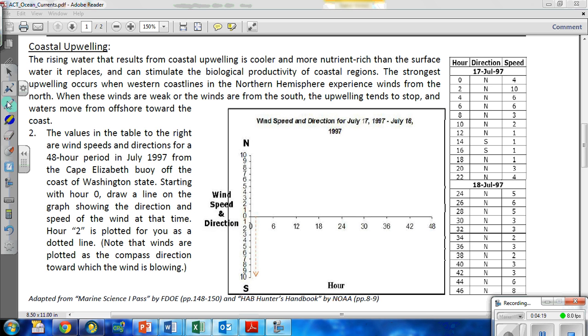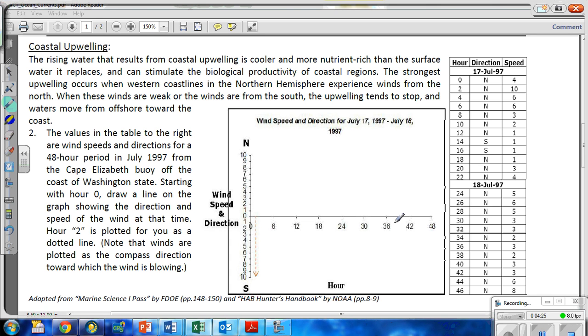All right, let's go ahead and make our graph here. I'm going to demonstrate real quick how it's done, and then I'm going to pause the video, finish it, and show you the finished product. So we're going to start with the 0 hour. Notice the wind is coming from the north at 4. So if it's coming from the north, that means the wind is heading south.